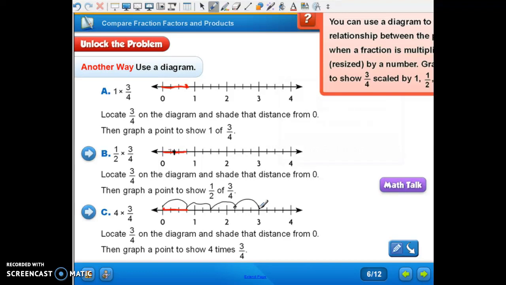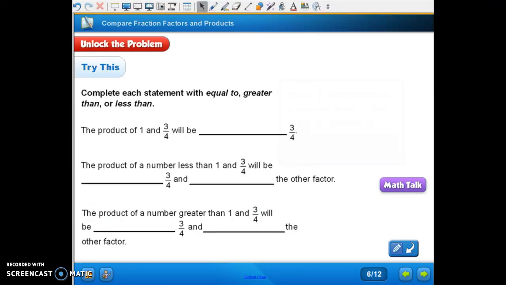But that is also less than this first factor, right? But greater than the second factor. Complete each statement with equal to, greater than, or less than. The product of 1 and 3/4 will be what of 3/4? I take 1 times 3/4. And what is my answer going to be? 1 times 3/4 is 3/4, so it's going to be equal to.